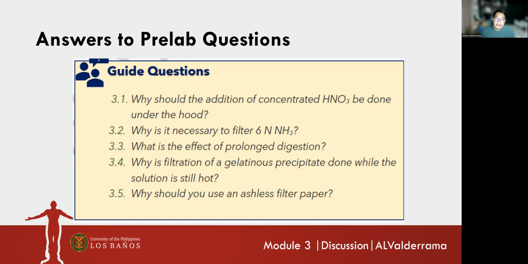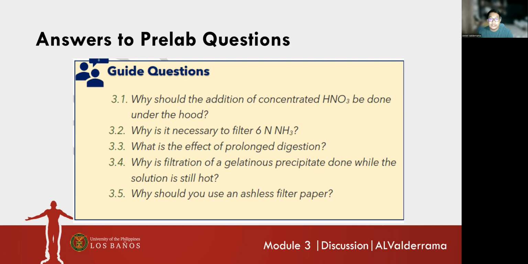Number 3, what is the effect of prolonged digestion? Prolonged digestion will lead to peptization, which is the reverse of coagulation. So instead of having bigger particle size crystals or precipitates, it reverts back to its colloidal form, which is the form of smaller particle size.